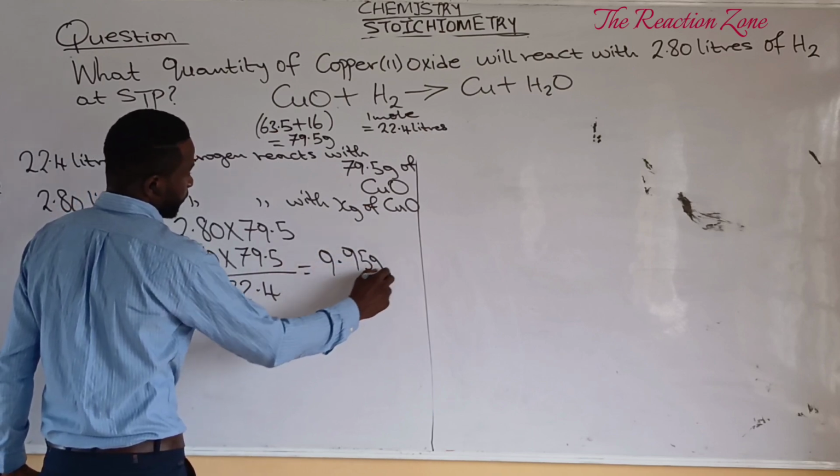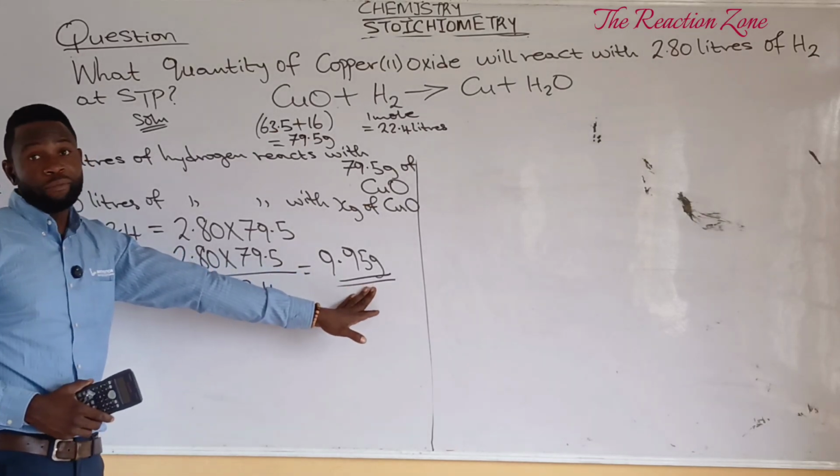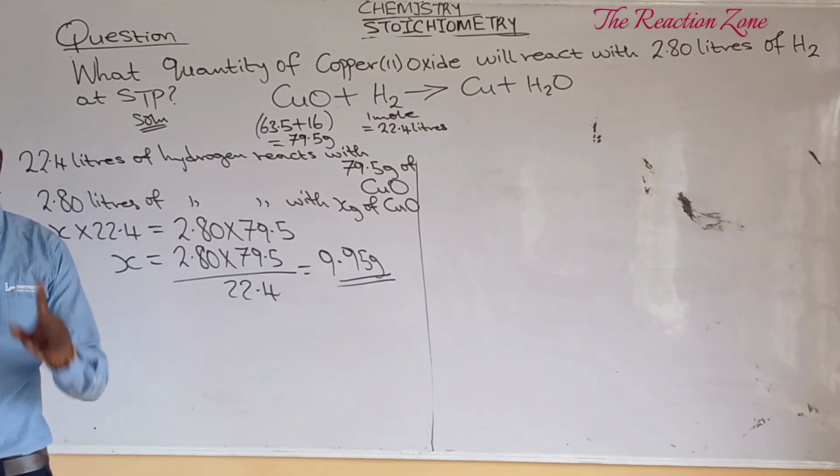9.95 grams. So this means that the quantity of copper 2 oxide that will react with 2.80 liters of hydrogen at STP is equal to 9.95 grams.